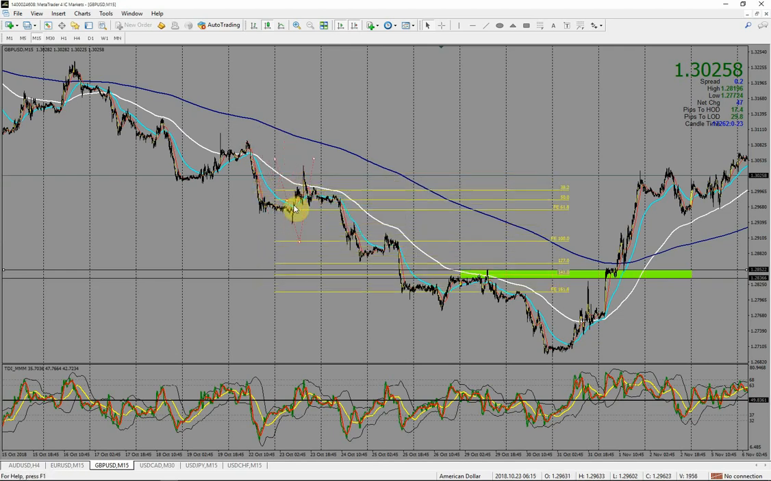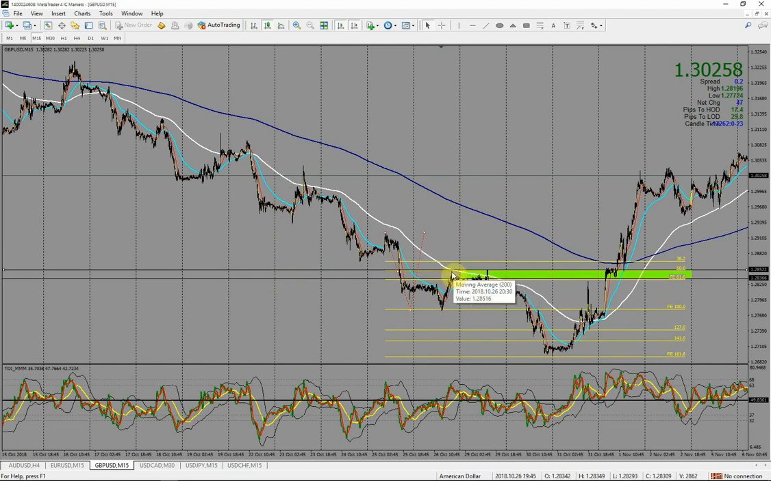So let's just draw those lines again. From 50%, our target is 141, and then from 618, our target is 161. Did it hit our 161? Yeah, just by a pip, just by a mere pip. So let me just zoom it in. Let's see. Yeah, just by a mere pip right there. You understand? So that's how you go about it.